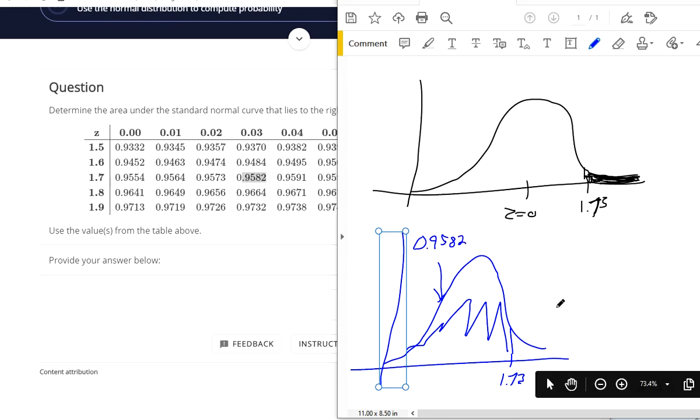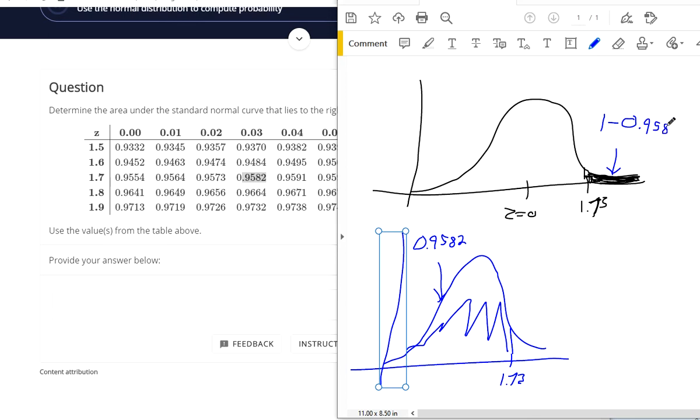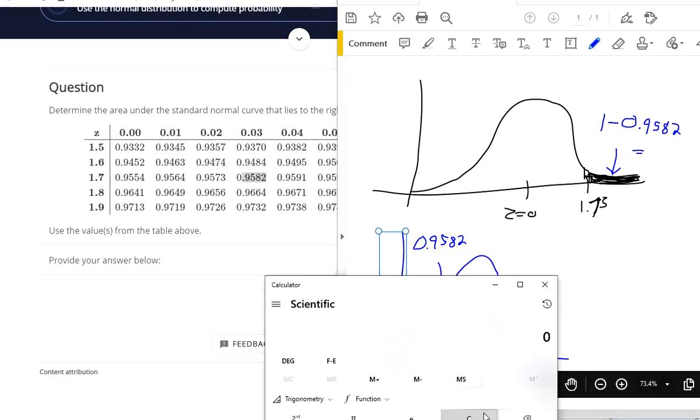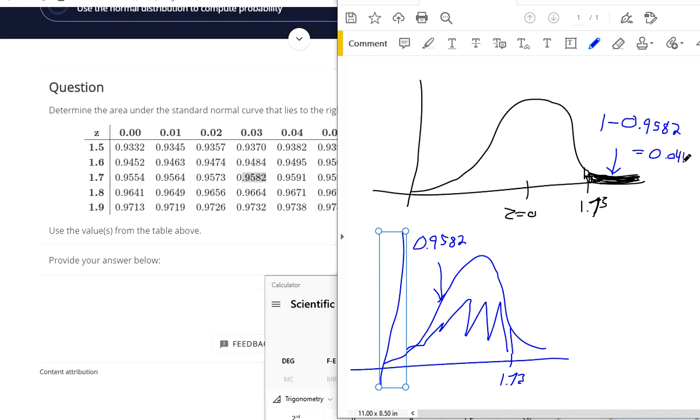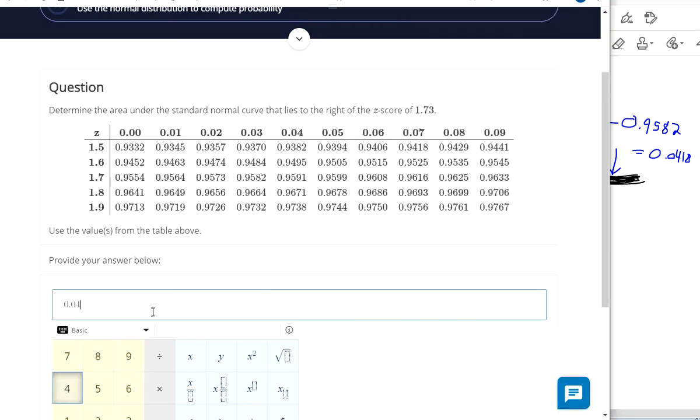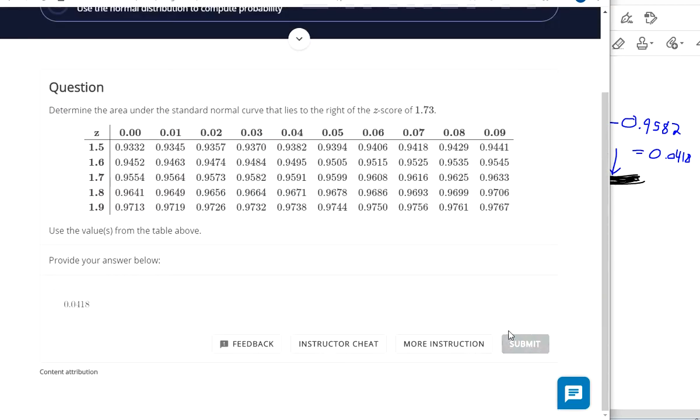But we want the area to the right. So using that fact that the whole distribution adds up to 1, we just need to take 0.9582 and subtract it from 1. That's the area to the right. So if they ask you for the area to the right, 0.0418, you just need to subtract whatever you get from the table from 1. Let's check our answer just to make sure I didn't get anything wrong. There we go.